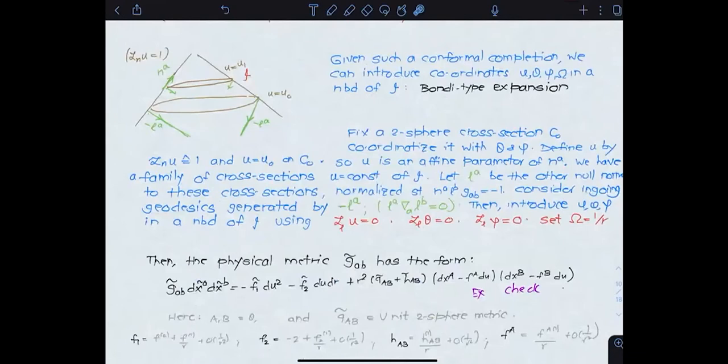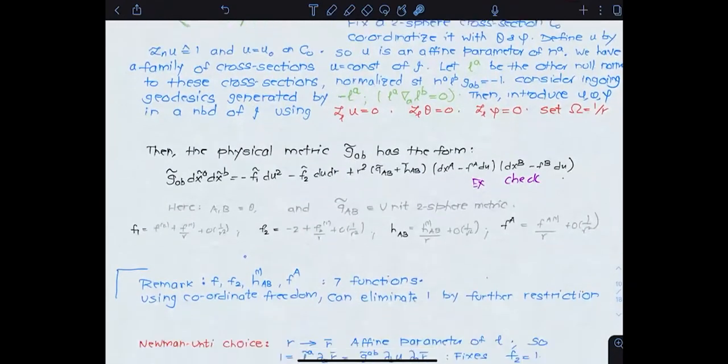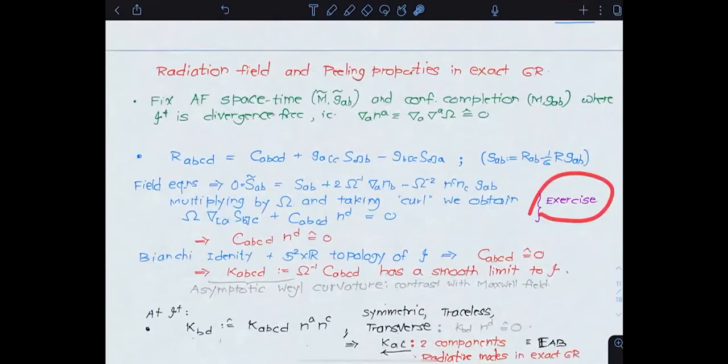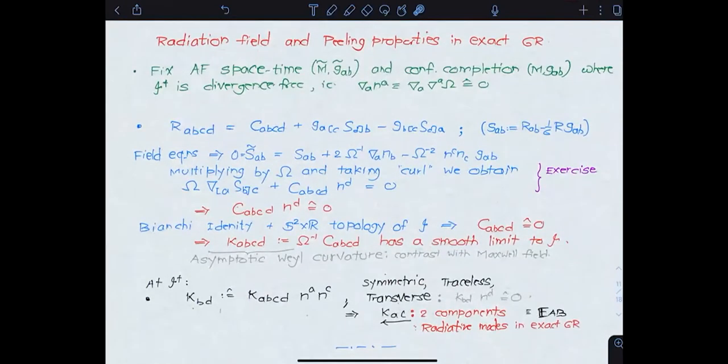And when we do that, you obtain this formula up here. And this is again an exercise. And again, you can look up Wald's Appendix D to see the conformal transformations. And now what I do is I multiply this equation by omega, and I take the curl of this equation. By curl, I mean I take grad_A of this equation, S_BC, and I skew-symmetrize over A and B. Okay.